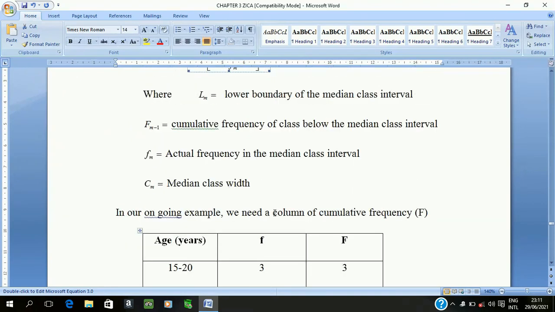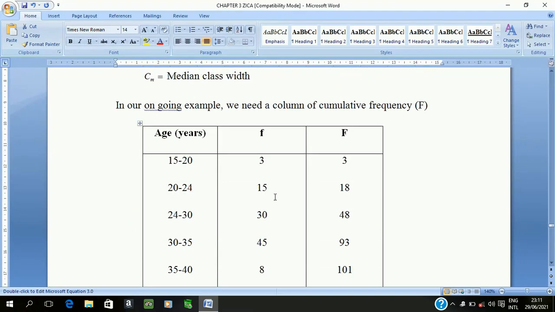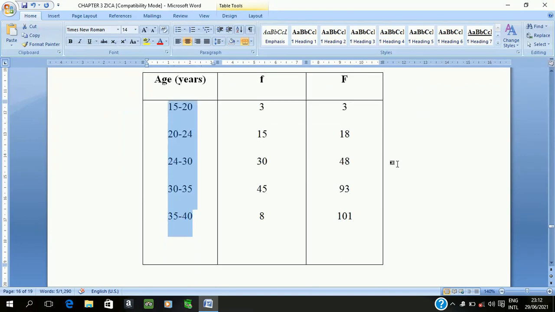Now, let's pick the median. Remember, we said for you to pick the median value, first of all, data must be arranged in order of size. Do a data array. We already have a data array here, arranged in ascending order, starting with 15 and ending with 40. So the next thing we need to do is to find the position of our median class. Once we find the median class, we can calculate the median value from it. So how do we get the median class?